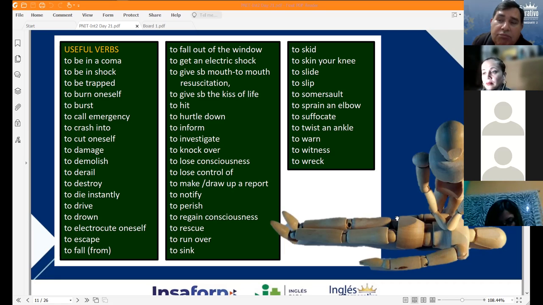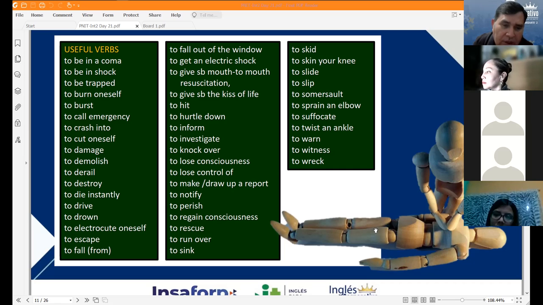When someone dies, they say he perished. He perished in an accident. Means he succumbed in the accident. He passed away in the accident, okay? So he perished. To regain consciousness is to come to. Means you have lost consciousness. You went unconscious, but then you regain consciousness.